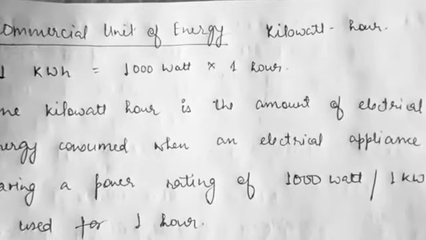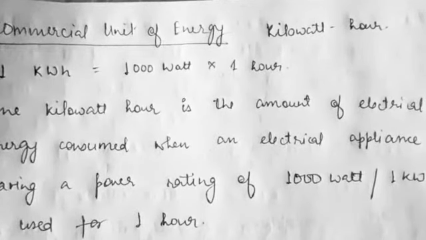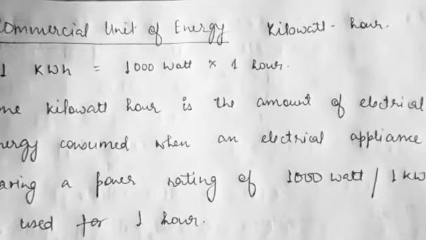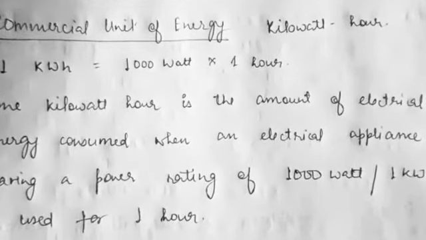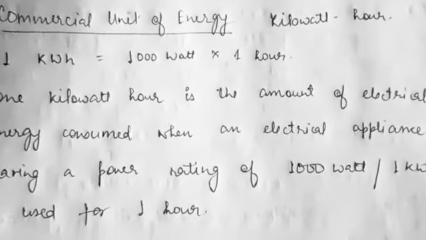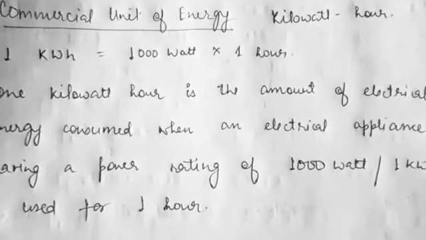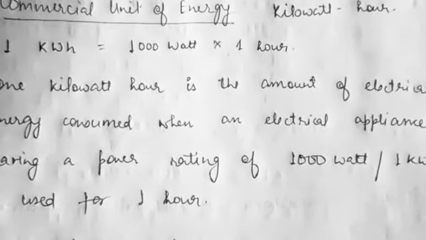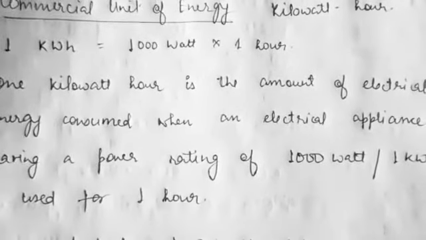So what you see at our home is that the person who comes for the electric meter reading captures the reading of the meter, that 1 unit, 2 unit, or 100 unit. Those 100 units mean 100 kilowatt hour, because what is 1 kilowatt hour? It is 1 unit trip of the meter. So 1 kilowatt hour is 1000 watt into 1 hour, or you can say 1 kilowatt hour is the amount of electrical energy consumed when an electrical appliance having a power rating of 1 kilowatt, or 1000 watt, is used for 1 hour.